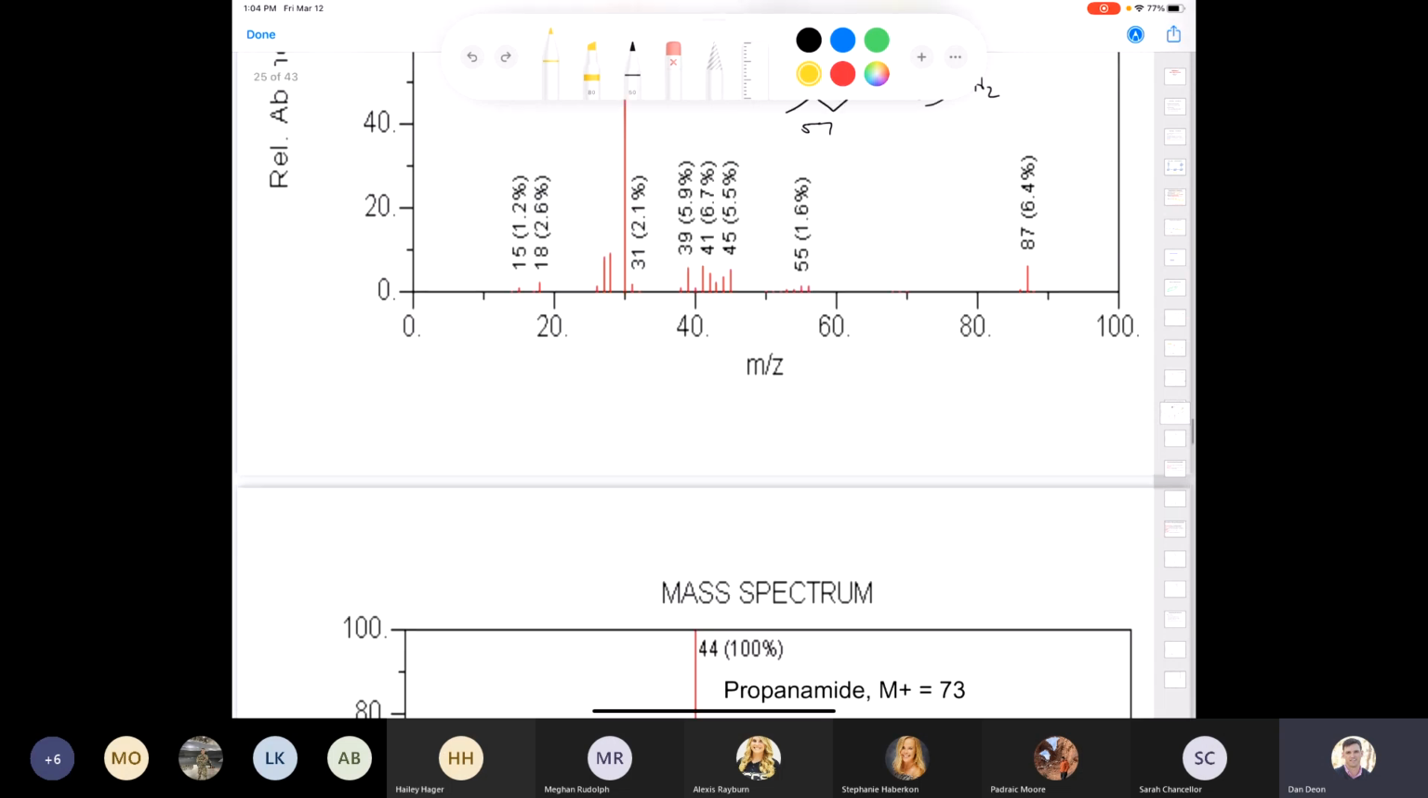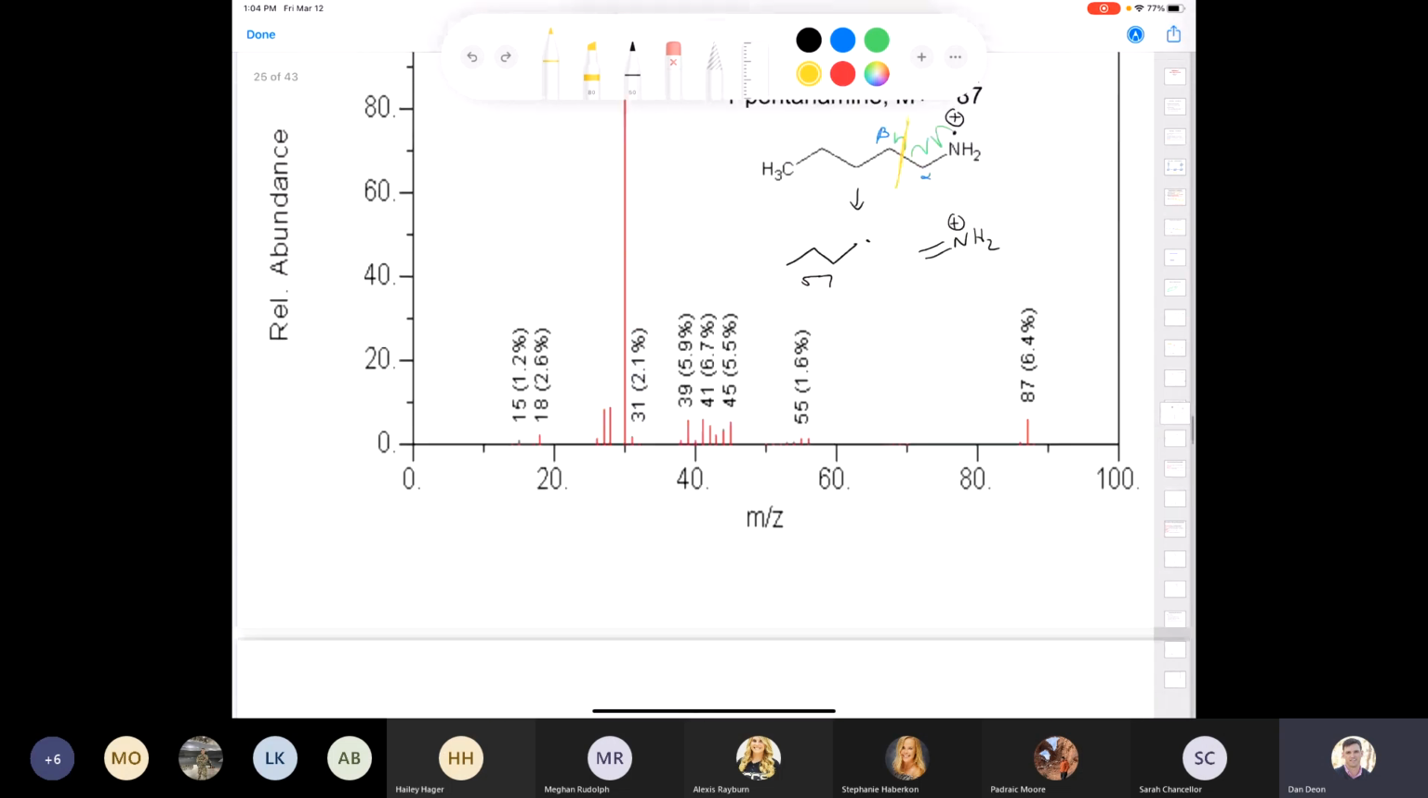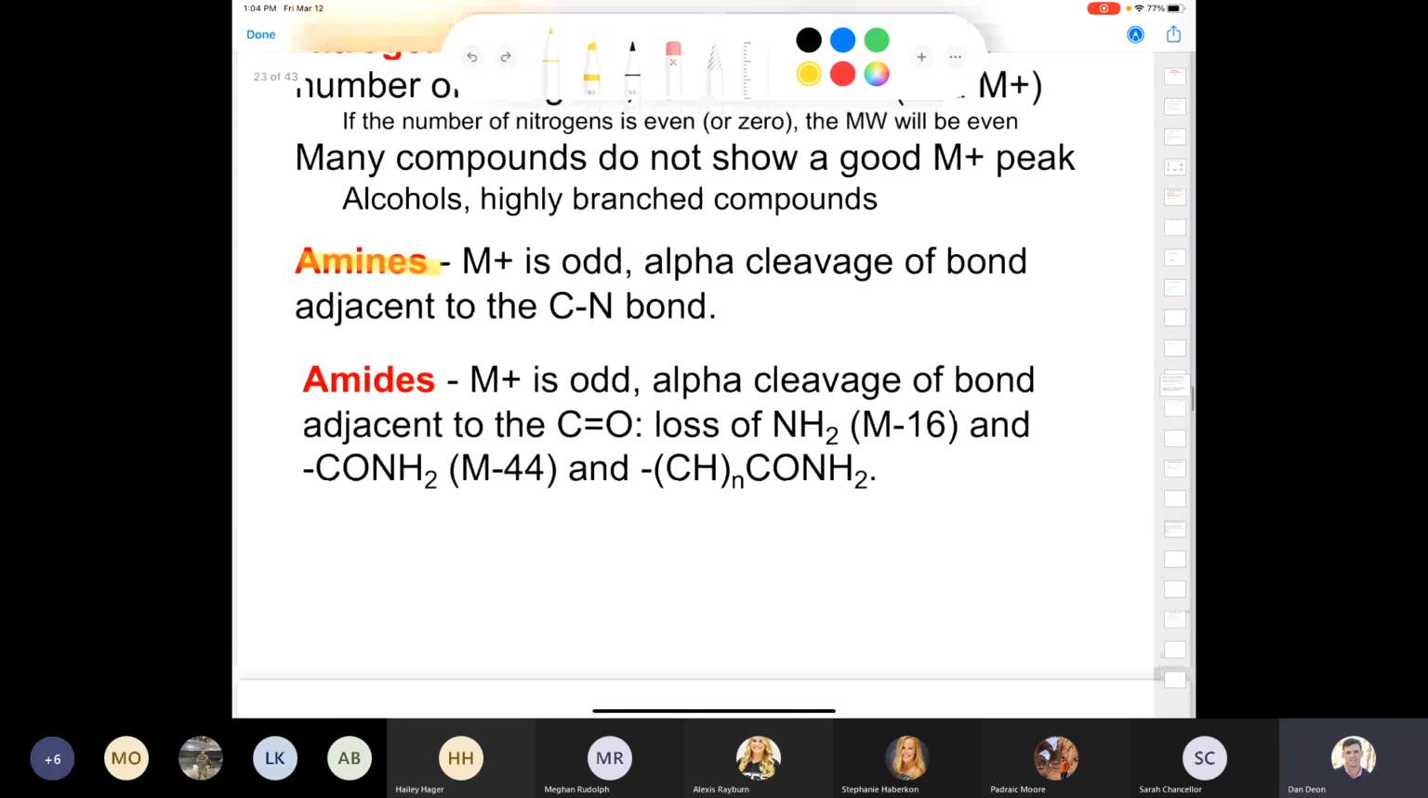There we go. So that's one pentanamine. I thought I had enough. No, let's go back here. I'm going to do a little skipping around here.